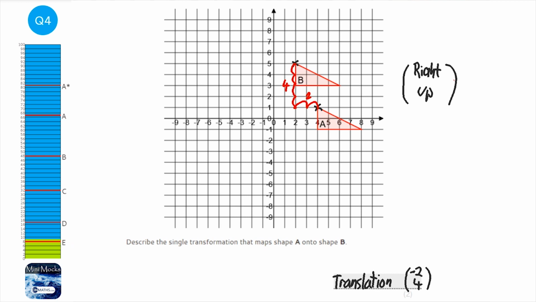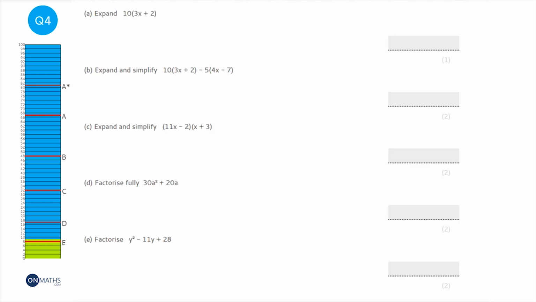And that's it. You could write translation by the vector. So we could, in this bit here, write by the vector. But I've not seen that on any mark schemes. I think if you've got translation and the brackets, that's fine.